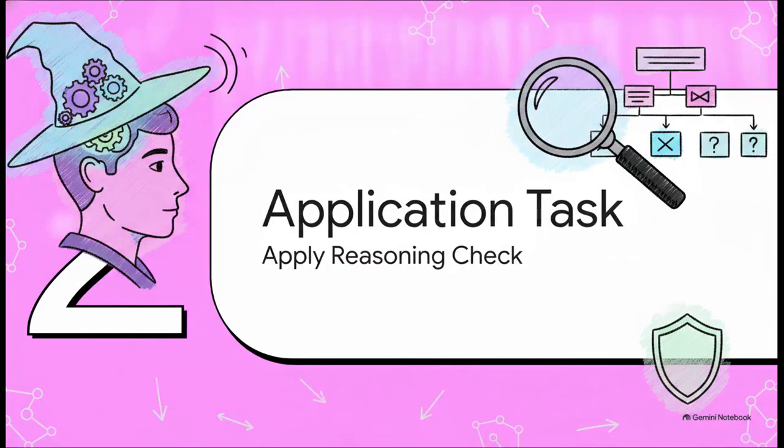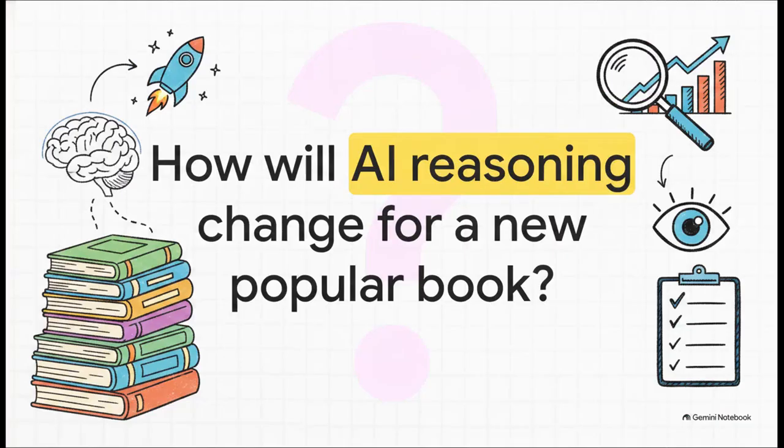Section 2. Application Task. Your turn. Apply the reasoning check. All right, you've seen how it works with the cafeteria. Now it is time for your application task. Let's put on our AI practitioner hats for a second. Here's your scenario. Your school library uses an AI to recommend books to students based on their past checkouts. Out of nowhere, a brand new sci-fi series drops and becomes wildly popular.